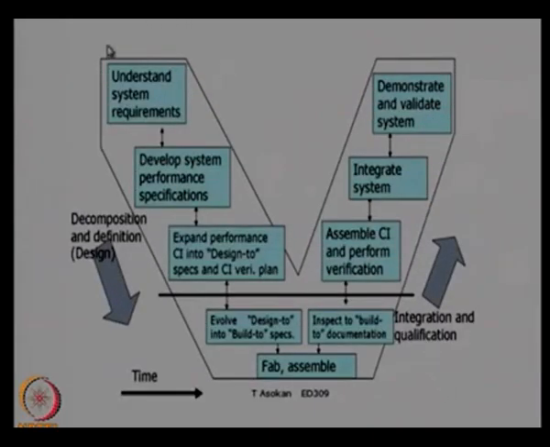So here you can see all the processes involved in the system V engineering design process. The left hand of the V actually represents the decomposition and definition stage of system design, which starts with the customer need. So you identify the customer need at the top and then go through the different stages of identifying the system performance specification and expand the performance to components and design specs to CI verification plans, and then give this to the domain experts who actually define the system and then assemble and integrate, and then again pass it to the right hand side of the V, which is the integration and qualification plan.